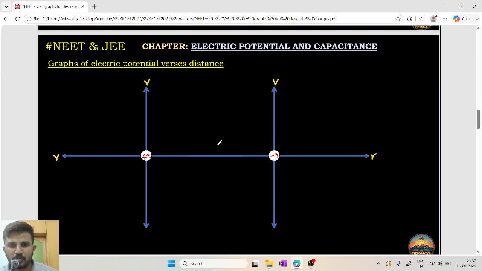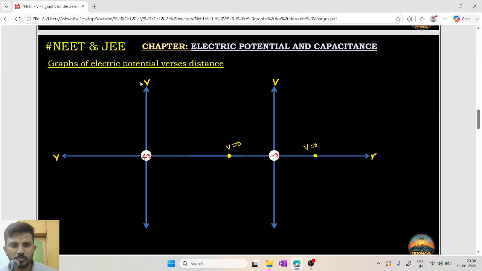Let me give you one more example wherein I have this one, V versus R for 4 plus q and minus q. Here we will get two null points, 2 points where electric potential is 0. One is somewhere here and one is somewhere here. So here also the potential will be 0 and here also the potential will be 0.